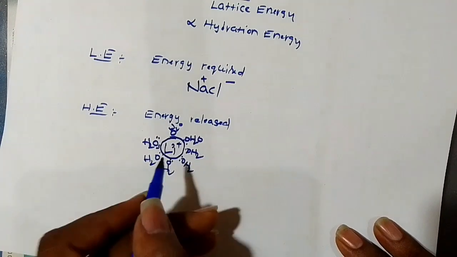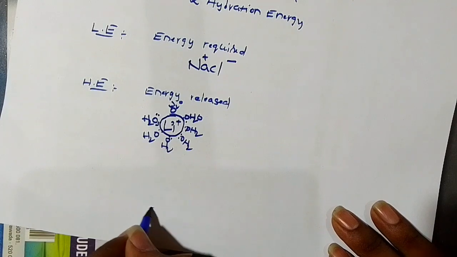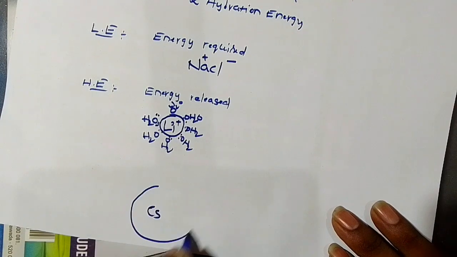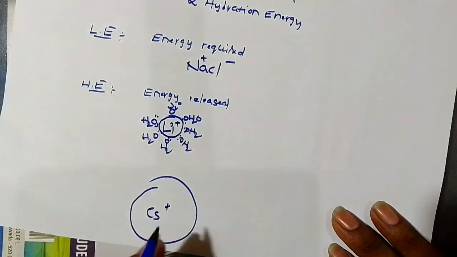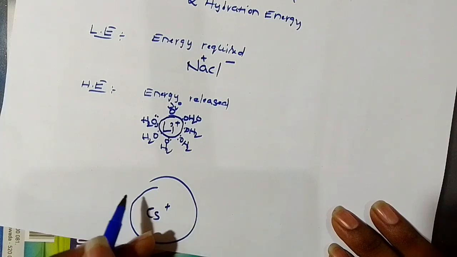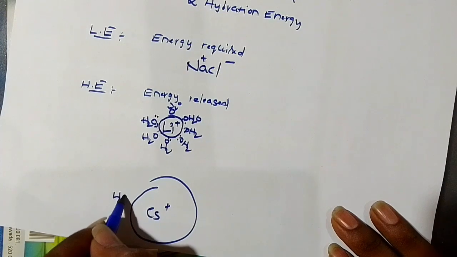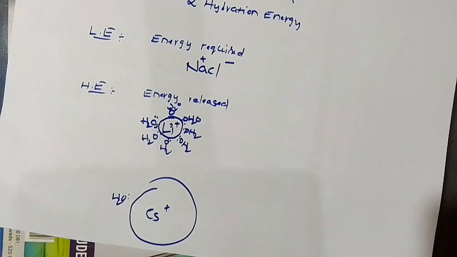And if the size of the cation increases, for example, I have taken cesium, hydration energy decreases. Because the effective nuclear charge decreases and it cannot attract the water molecules effectively. That's why if the size of the cation increases, hydration energy decreases.